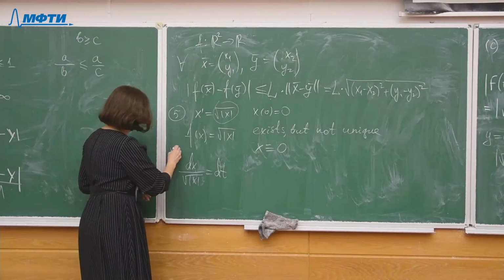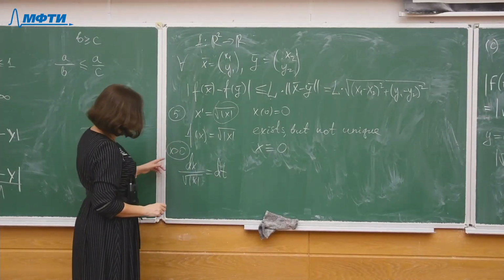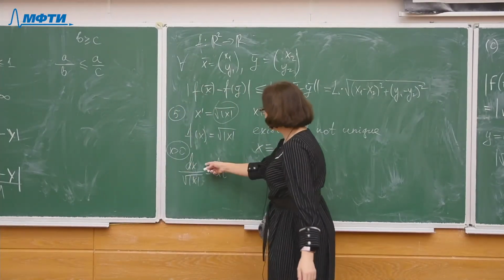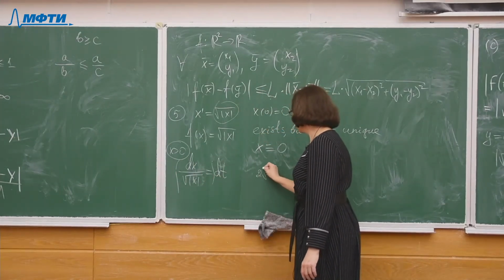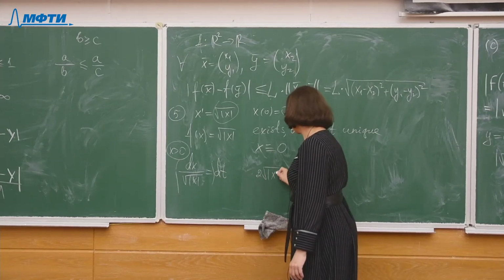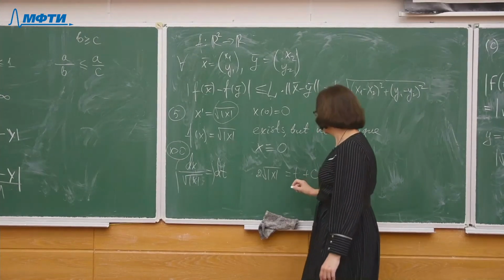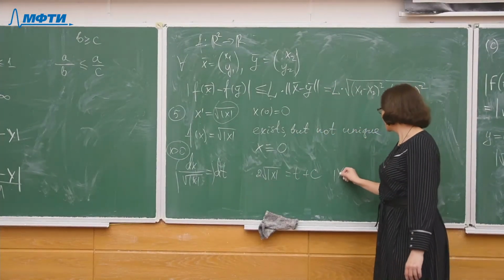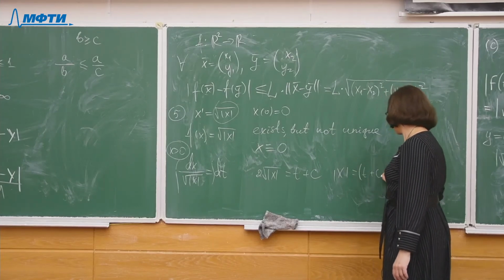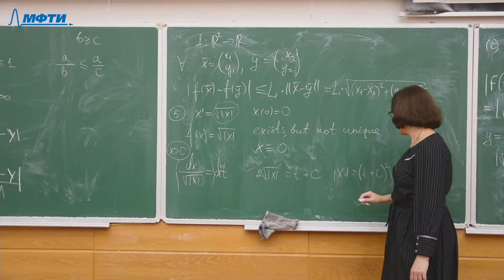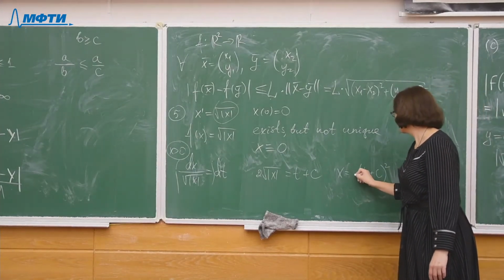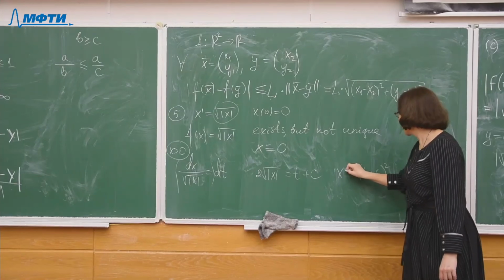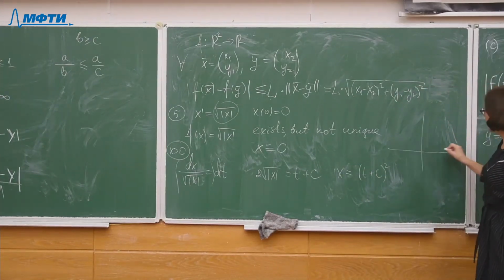So if we consider the case when x is greater than 0, we can integrate this. Integrating both parts, we will get 2 root of the absolute value of x equals t plus c. And so we can find x: the absolute value of x is (t plus c) squared over 4. We can remove this absolute value. X is positive, so x is this function. It looks like this.